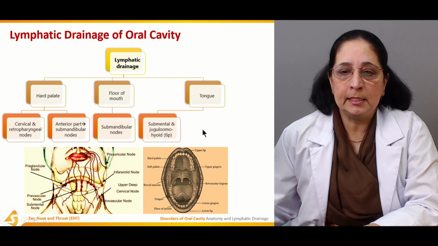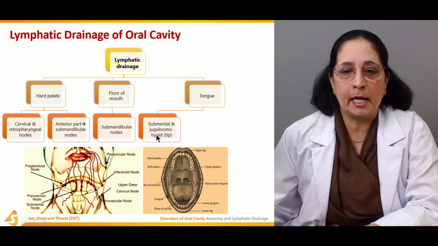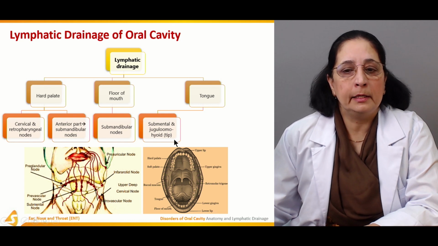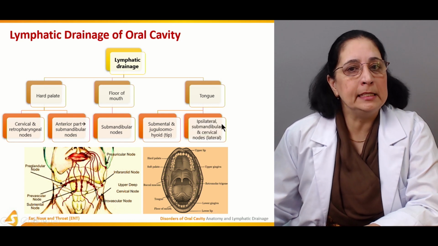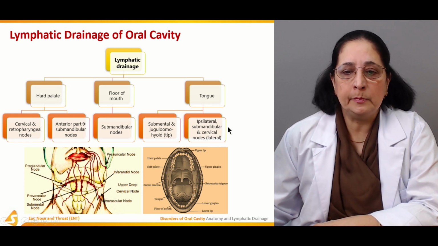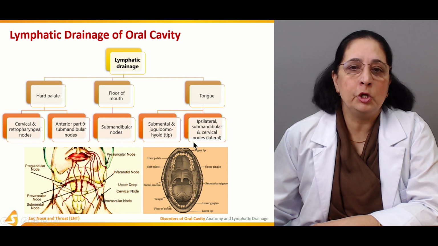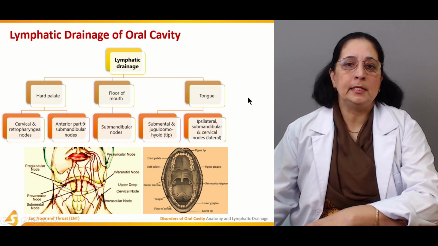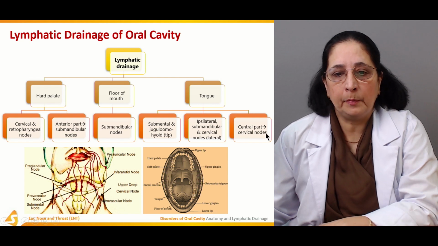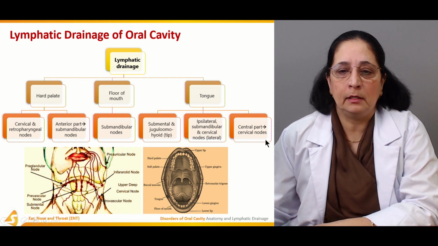The tongue drains into submental and jugulo-omohyoid lymph nodes, and then we have ipsilateral, on one side, submandibular and cervical nodes. So this is the drainage of the side of the tongue. And also the central part goes to the cervical nodes.